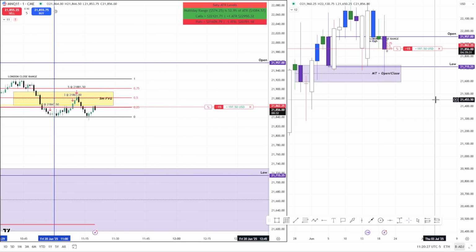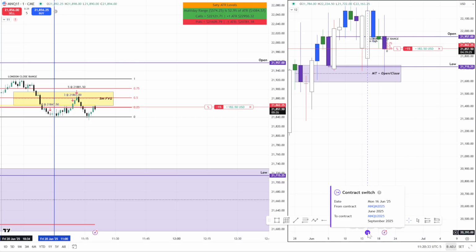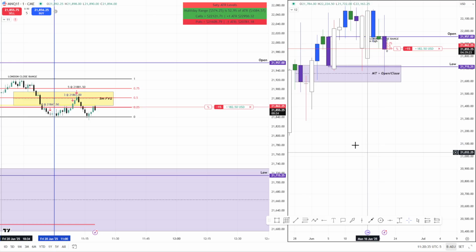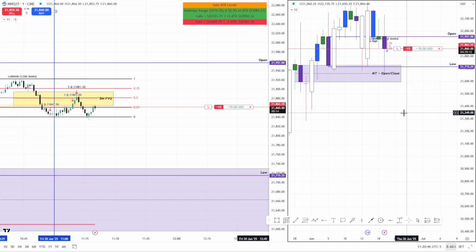So I haven't even set up my Friday levels yet as the new contract rollover happened. Okay, contract switch. I'm on B adjust. Okay, so everything has slightly changed on the chart. And so I've had to adjust and put all new levels for my days.